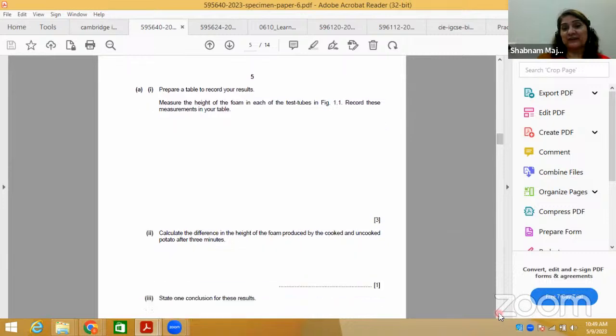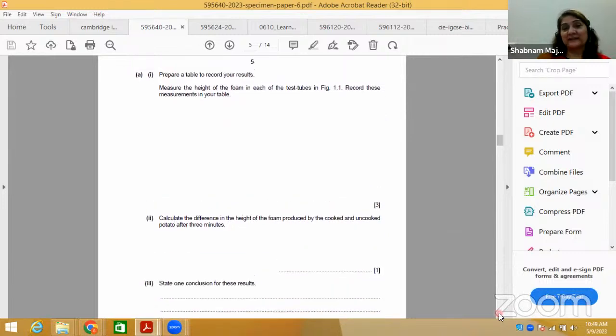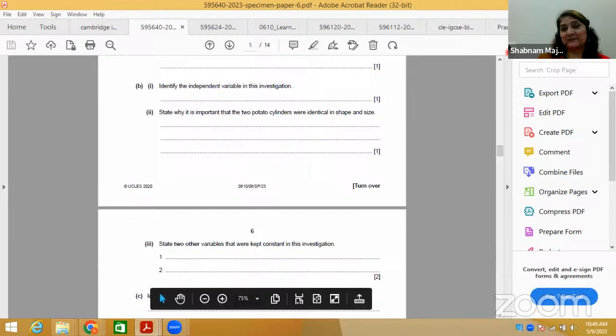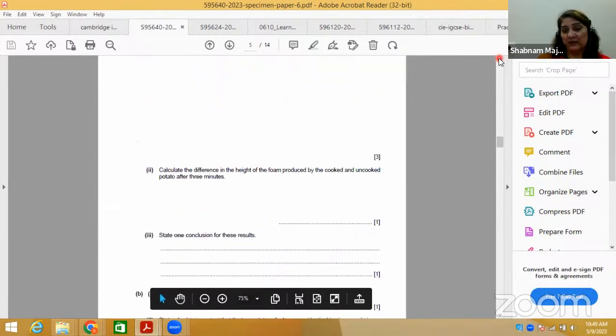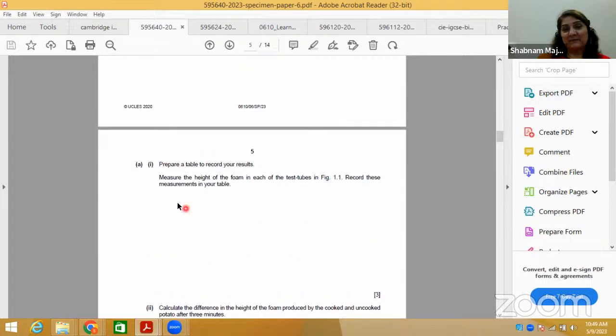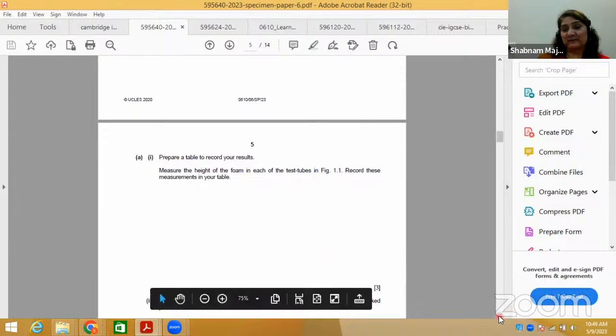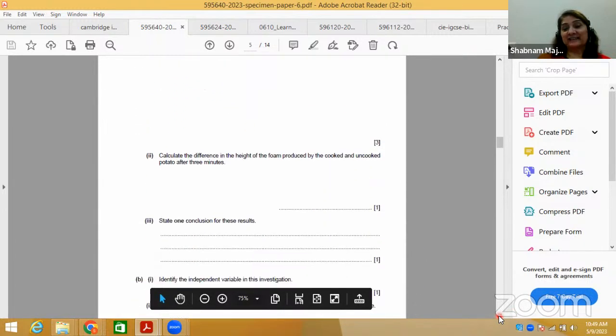Now, what is the question? Very simple. Prepare. You have to first of all prepare the result. What is it saying? Prepare a table to record your result. Measure the height of the foam in each of the test tubes and record the measurement in your table. So make the table, I have told you how to draw the table with the cells and columns.